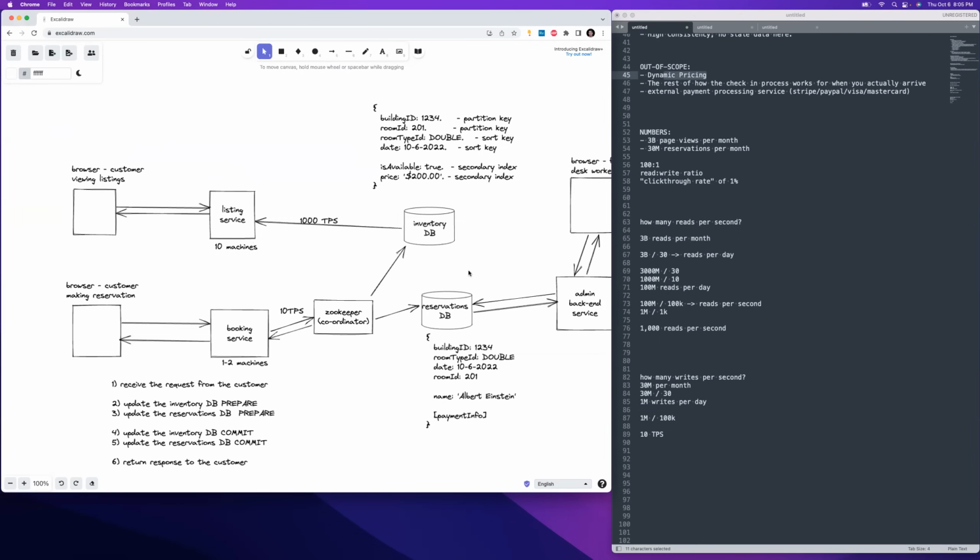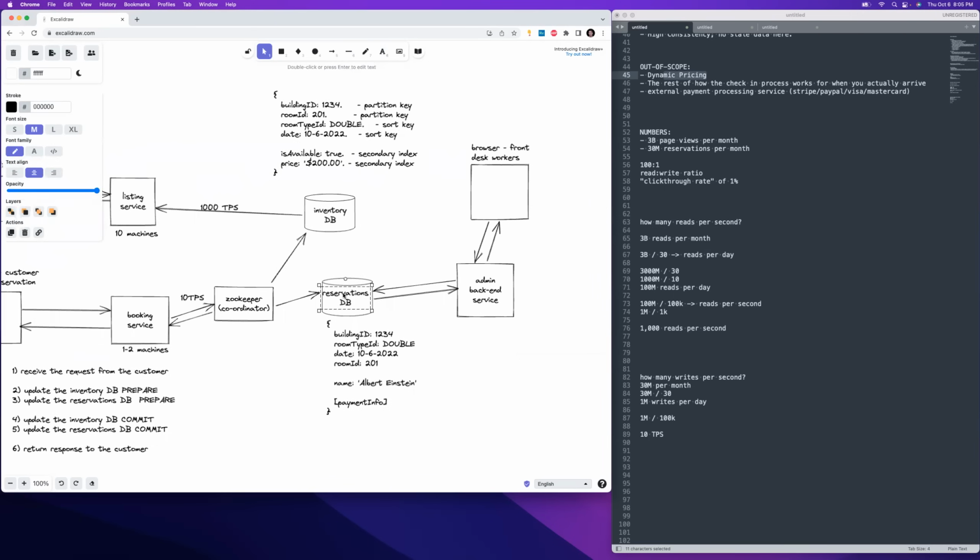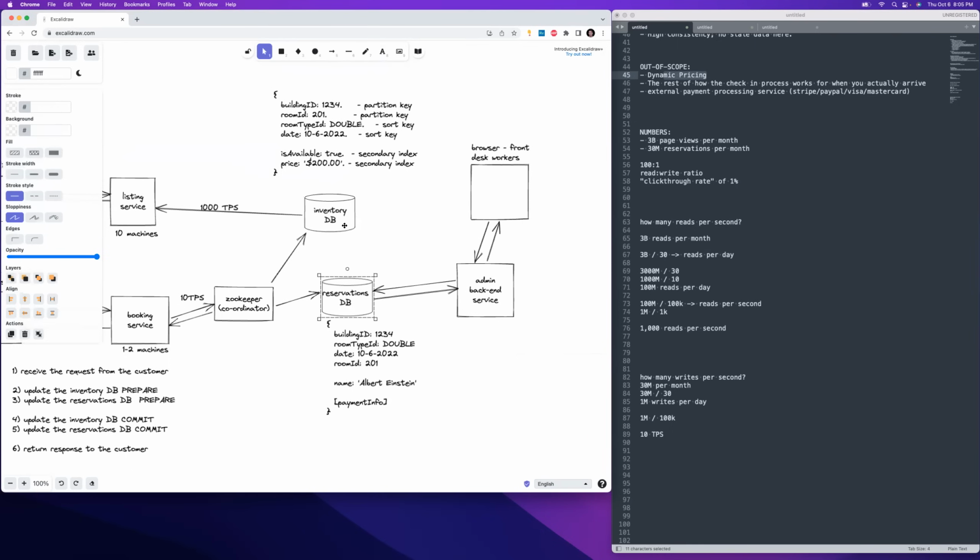Okay, let's look at these. What technologies do we actually want to use for our two databases? Now that we are using two different data stores entirely, they don't have to run on the same technologies. You could have one that's Postgres, another one is like DynamoDB or something like that. This one's actually going to have about balanced reads and writes. You're going to get a write every single time somebody makes a reservation, and a read at least when you're checking in, probably.